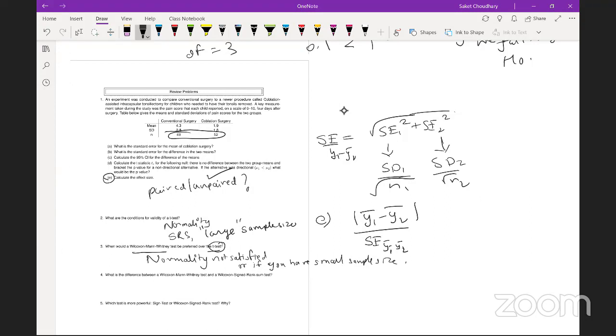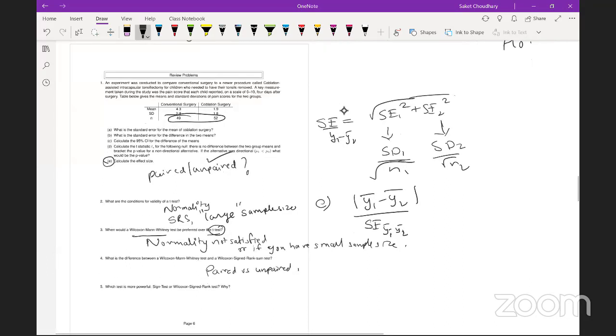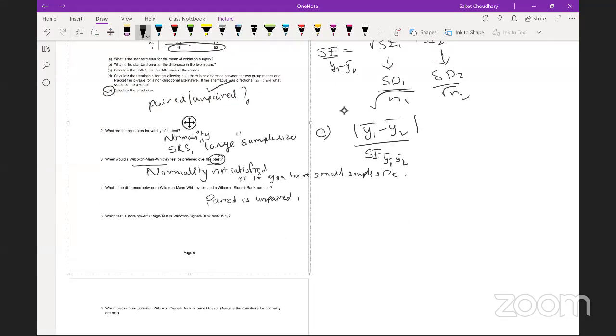What is the difference between Wilcoxon-Mann-Whitney and Wilcoxon-Sign rank test? Okay, so that should be simple. What is the difference? So we have working in paired versus unpaired setting, right? So one of them is paired, while the other one is unpaired. So which one is more powerful? Wilcoxon-Sign rank test is almost always more powerful.